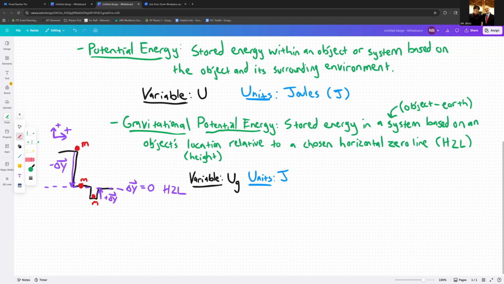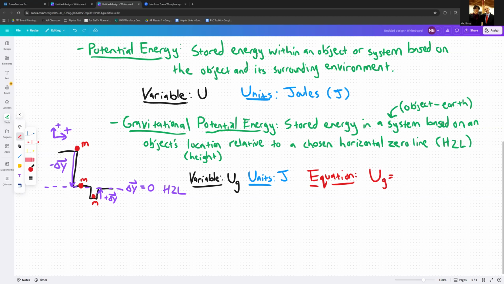Okay, so our equation for gravitational potential energy looks like this. There are three things that we can use to find how much gravitational potential energy exists within an object-Earth system. Or it could be like if you were on a different planet, an object-planet system of whatever planet you're on, whatever is providing the gravitational force. So UG, and all of these things are going to look familiar.